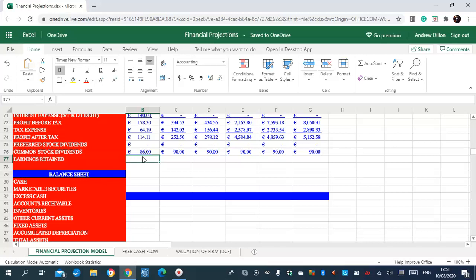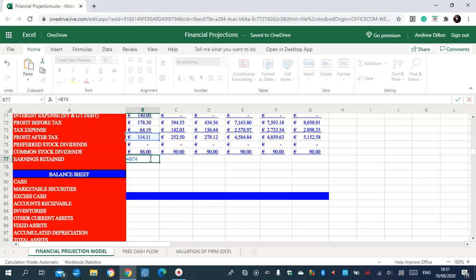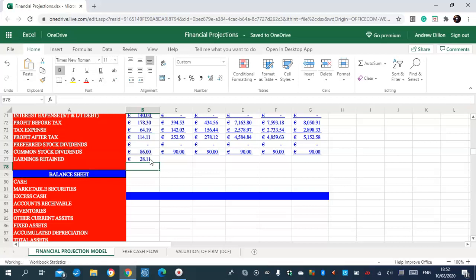Okay, next one is to find and calculate the earnings retained. So B74, which is profit after tax, you minus that by B75, which is preferred stock dividends, minus B76, which is common stock dividends. The answer would be €28.11.